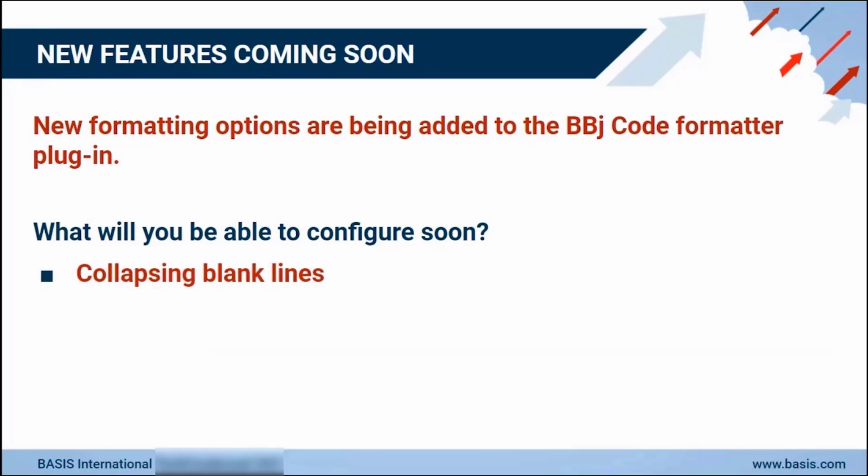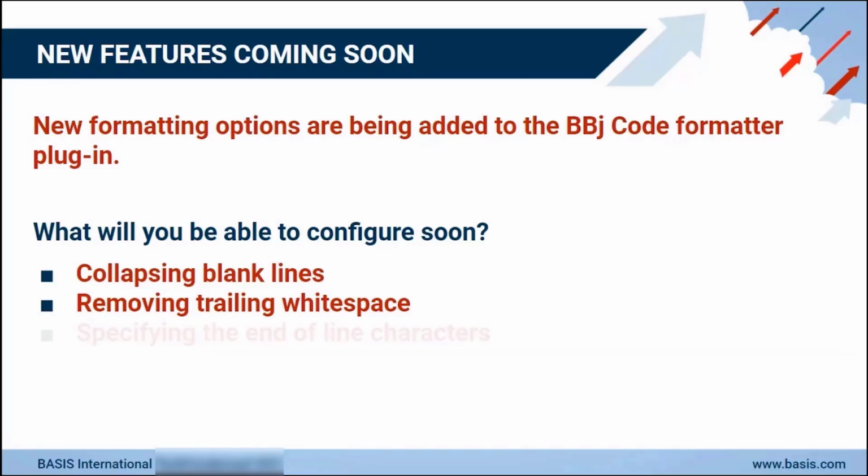One of the things that we've had a request for is to be able to collapse blank lines. So then if you have 5 or 10 blank lines, it'll collapse them down into a single blank line. Removing trailing white space from your lines of BBJ code. Specifying the end of line characters so that you can move, for example, between Unix end of line characters and Windows end of line characters, and using a specified format once you've reformatted the file. These are coming. Keep looking for them in the not too distant future.